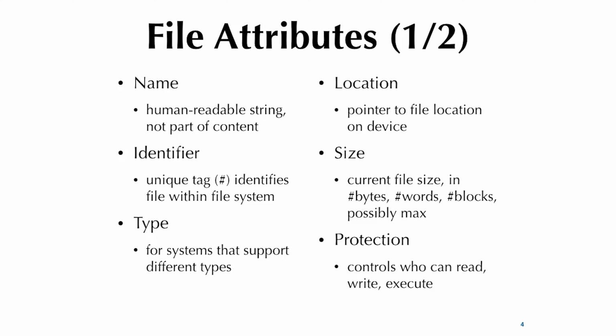So, for example, the first Mac, all the files are typed, and these typed attributes are stored separately from the content of the file, and you can edit those separately using a different tool. Now, location would be a pointer to the file location on the device, and these could be specific, like the sector, platter, and all that.